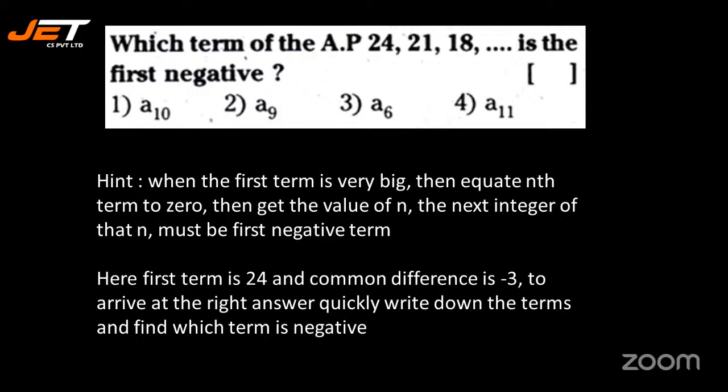To arrive at the right answer, we can quickly write down the terms and find which term is negative. Like, see here, 24, 21. So 24 minus 3, next 21 minus 3, 18 minus 3, 15. 15 minus 3, 12.